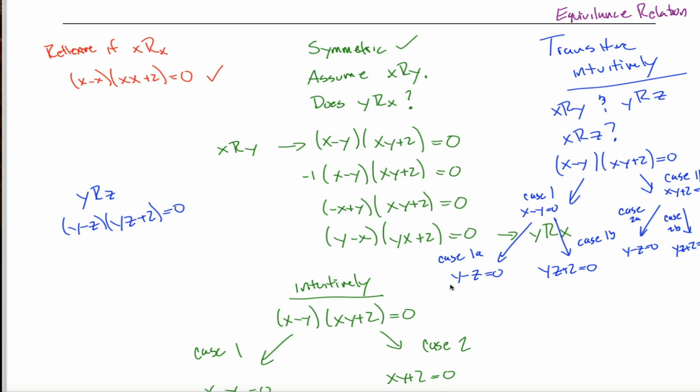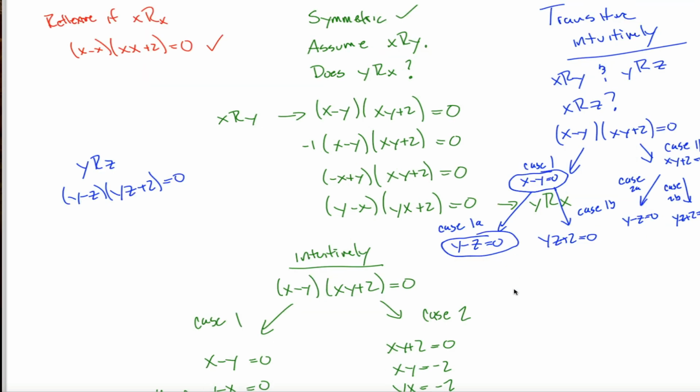In case 1a, y − z = 0, and x − y = 0. And the question is, does that guarantee there'll be an arrow from x to z? Well, remember there's an arrow from x to z if (x − z)(xz + 2) is equal to 0. If x − y = 0, x is the same as y. If y − z is 0, y is the same as z. So x is the same as y is the same as z, that means x is the same as z. If x is the same as z, this difference is 0, this product is 0, there's an arrow from x to z. It looks like in case 1a, we would have an arrow from x to z. But that's not enough to show transitivity. For transitivity, we need an arrow from x to z for each of these four cases.